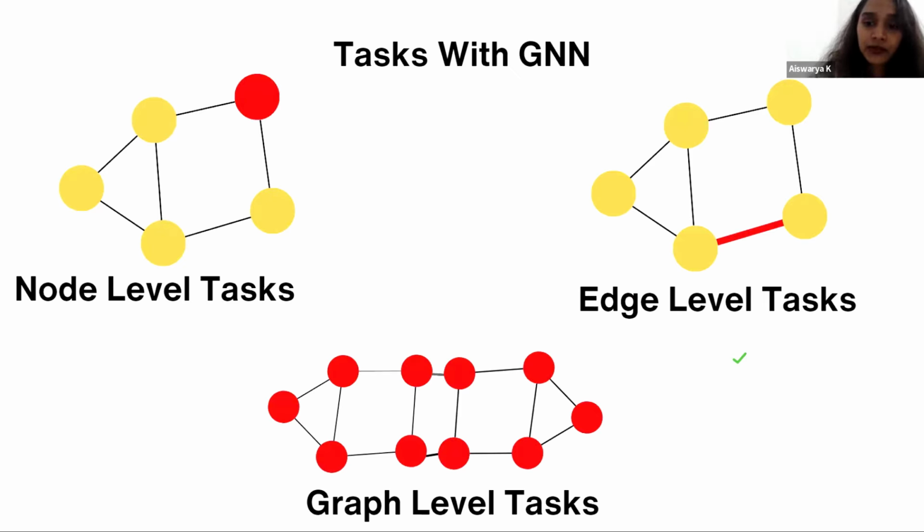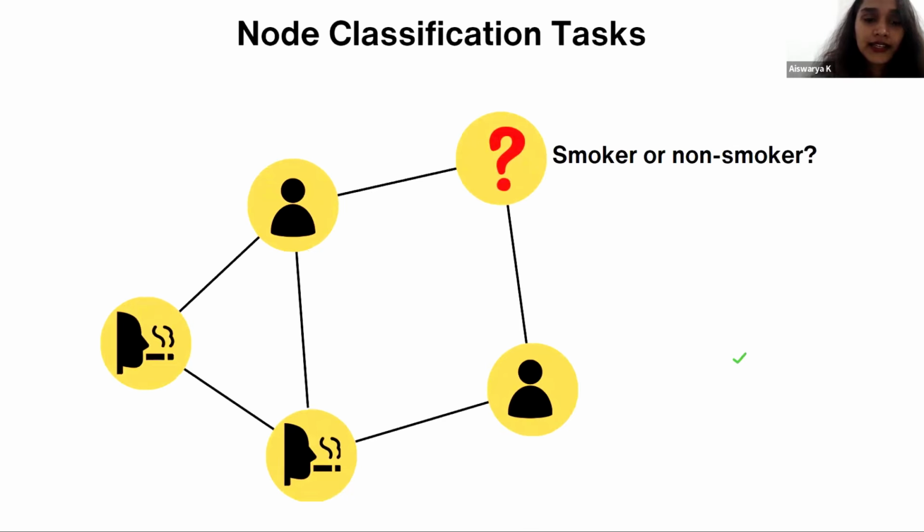Drug discovery is an example of a graph level task. We can tell whether this entire drug molecule is toxic or safe. That is an example of a graph level task. Now let us understand different graph neural network tasks with examples.